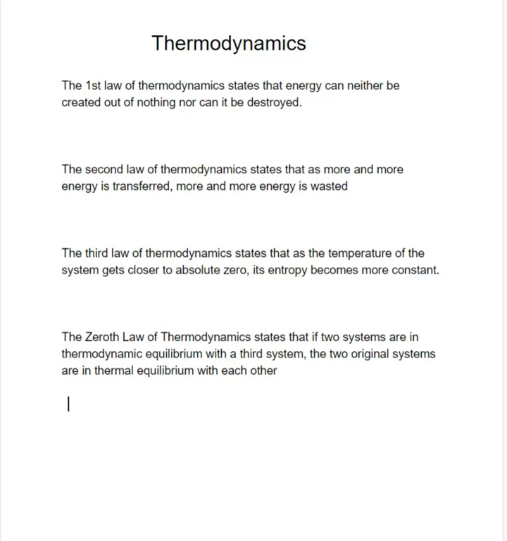The third law of thermodynamics states that as the temperature of a system gets closer to absolute zero, its entropy becomes more constant. Entropy is just like, see here, it's not going to be exactly the same between two systems, right? So you see here, that's entropy. It's unpredictability.